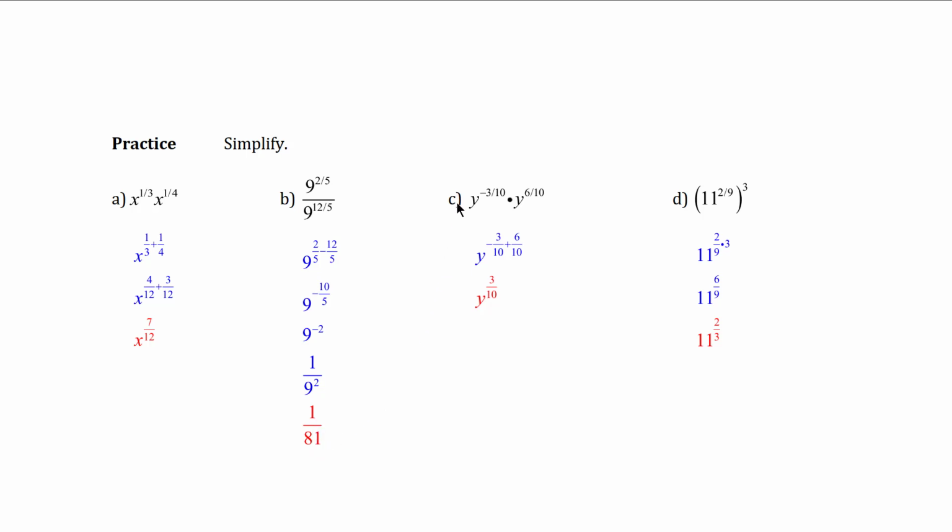For part C, we use the product rule. We take the base y, and then we add the exponents together. So we have y to the negative 3 over 10 plus 6 over 10 power. Adding the exponents together, we get our final answer, which is y to the 3 over 10 power. For part D, we have an exponent raised to another exponent, so we just multiply the exponents together. We have 11 to the 2 over 9 times 3 power. We multiply 2 over 9 times 3, we get 6 over 9, and then we reduce it. Our final answer will be 11 to the 2/3 power.